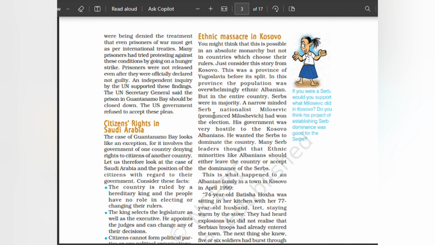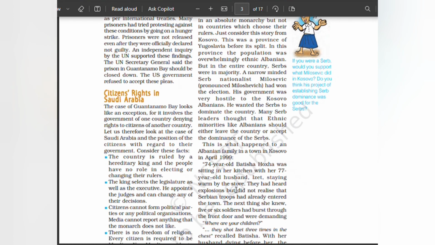A narrow-minded Serb nationalist, Milosevic, had won the election. His government was very hostile to the Kosovo Albanians. He wanted the Serbs to dominate the country. Many Serb leaders thought that the ethnic minorities like Albanians should either leave the country or accept the dominance of the Serbs. This is what happened to an Albanian family in a town in Kosovo in April 1999.